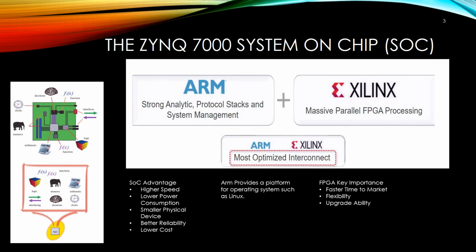The ARM function is to provide an application-grade processor capable of running full operating systems such as Linux. The FPGA is based on Xilinx 7 series architecture and provides a flexible device that can be configured to implement any arbitrary system, including embedded processors if needed. FPGAs have three key importances in the Zynq architecture: fast time to market, flexibility, and the ability to upgrade. The architecture is completed by industry-standard AXI interfaces which provide high bandwidth, low latency connections between the two parts of the device.